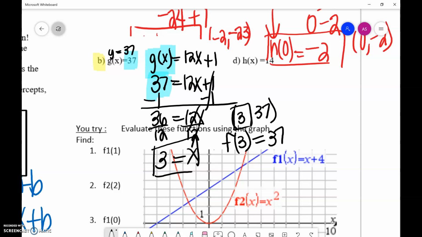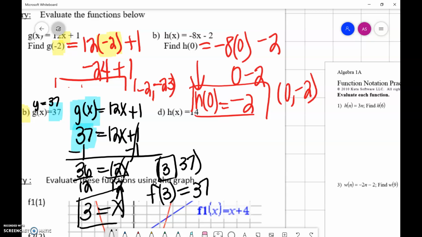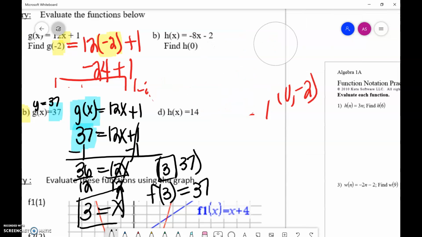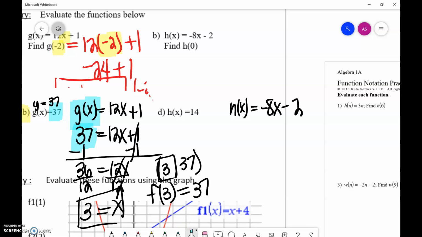All right. This next one belongs to our h of x. So I'm going to erase this. I'm going to bring it down so we don't get confused. And this time they gave me h of x equals 14, which means they're telling me y equals 14. So I'm going to replace h of x with 14.